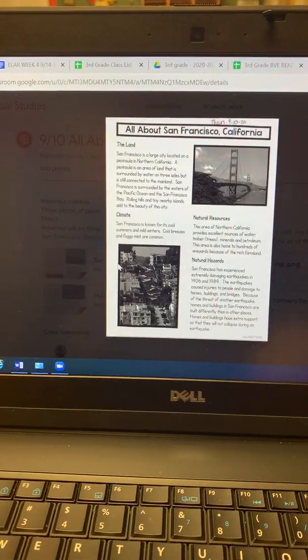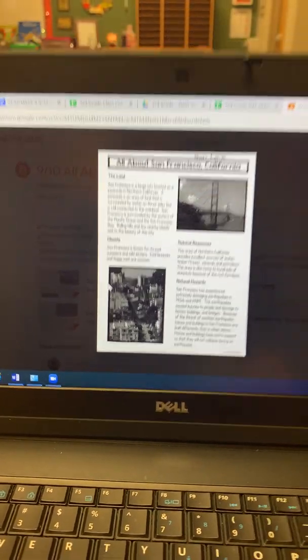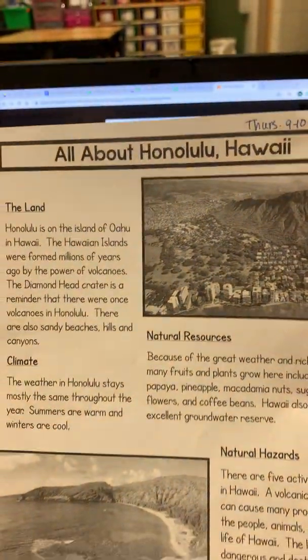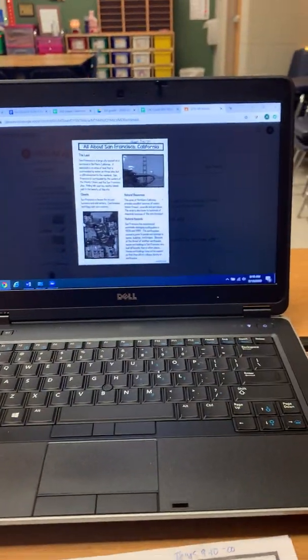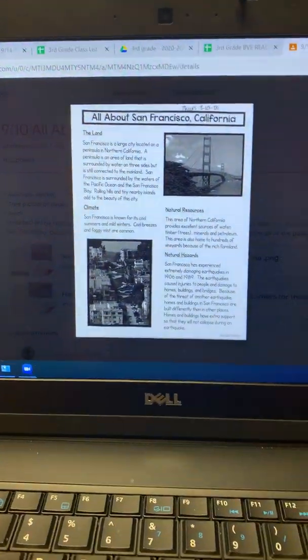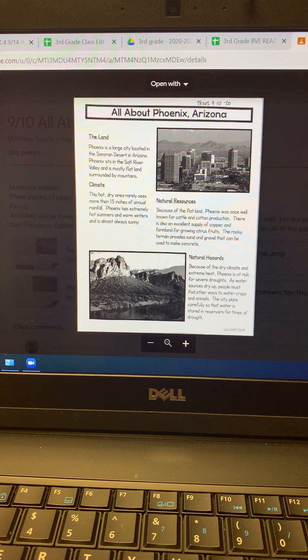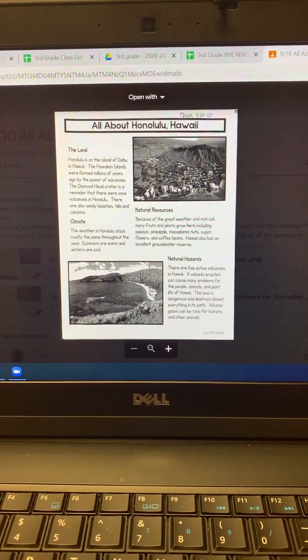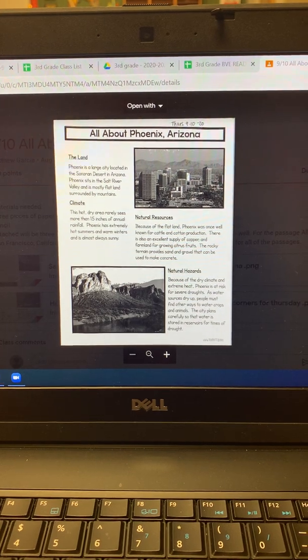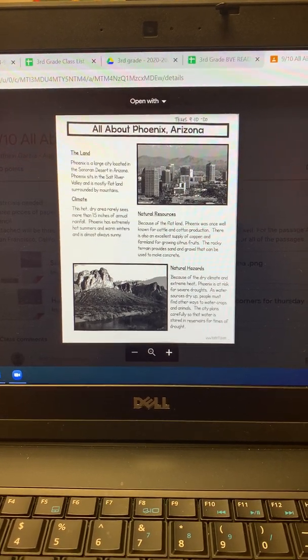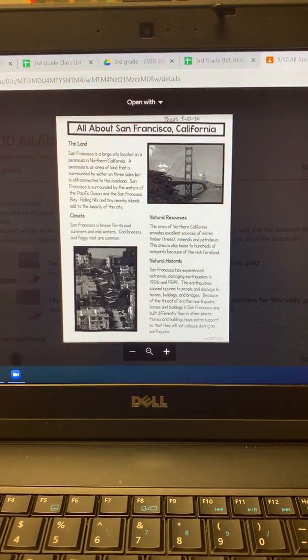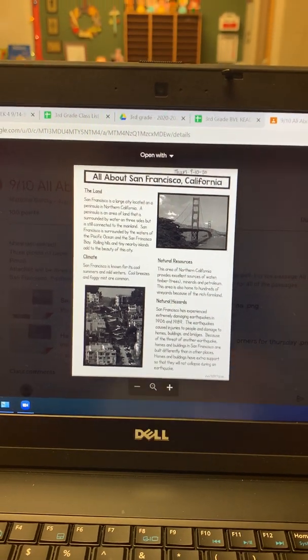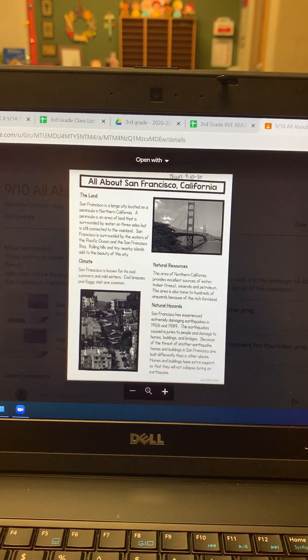So you will also have the all about Hawaii one, and that's also in here, okay? So let's see if I can find it here. All about Honolulu, Hawaii. And then the other one will be all about Phoenix, Arizona. So these are all different places within the United States that we're going to practice with.